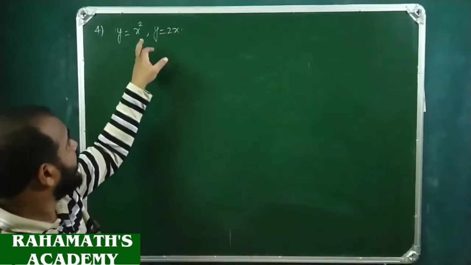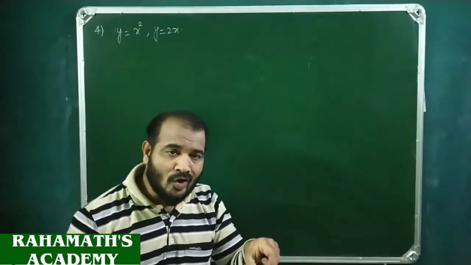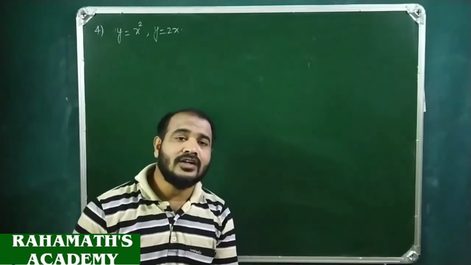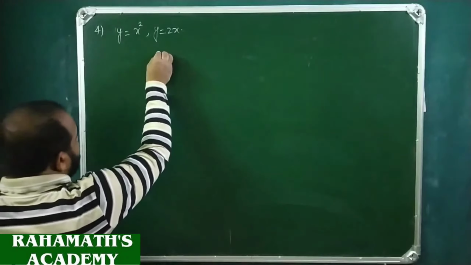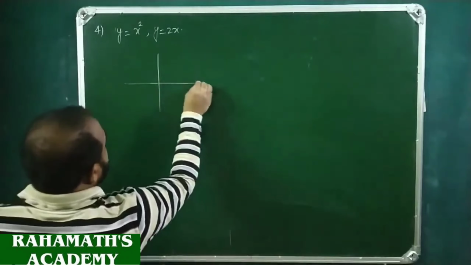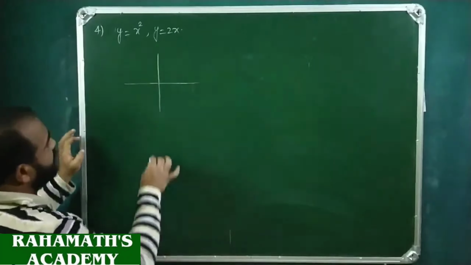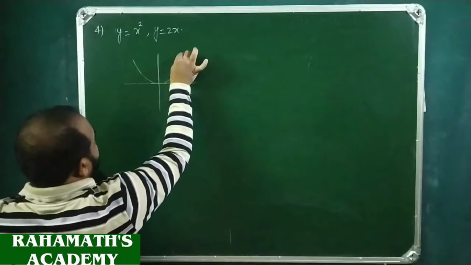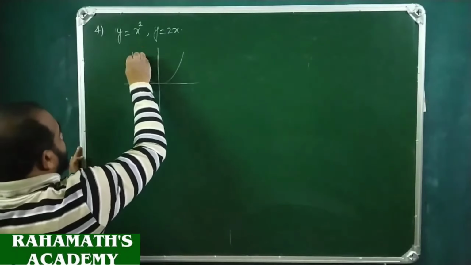So here y has got a positive sign. Therefore, the downward parabola concept is ruled out. Therefore, it should be the upward parabola. So let us quickly sketch the diagram of this. y equals x square. So x to an even power, symmetric about the y-axis. So this is the parabola.